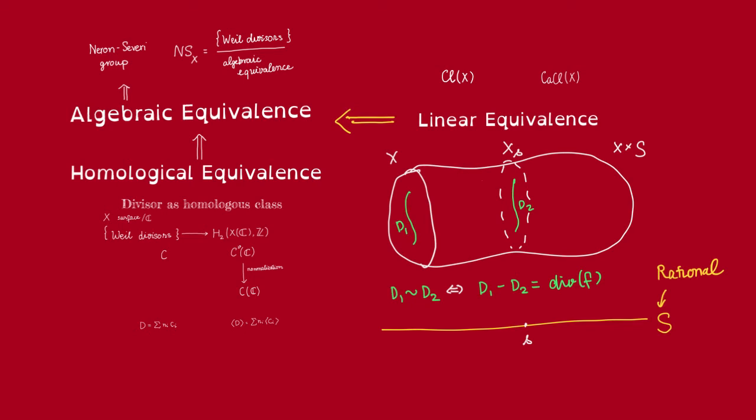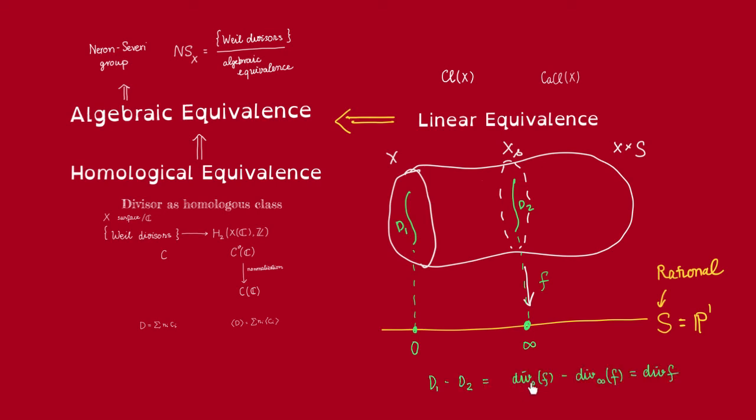Well, let's look at the specific case when S is P1. Then we can view these families as fibers of a map to P1, right? Then when D1 and D2 are the fibers over 0 and infinity, we will have that D1 minus D2 is just going to be the divisor of zeros of f minus the divisor of poles of f, and that's just the divisor of f. So they indeed differ by a principal divisor. One can show that the general case can be reduced to this special case.